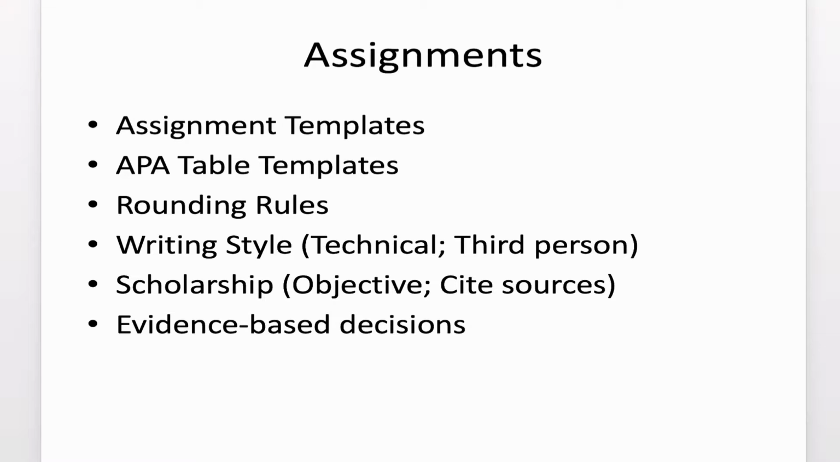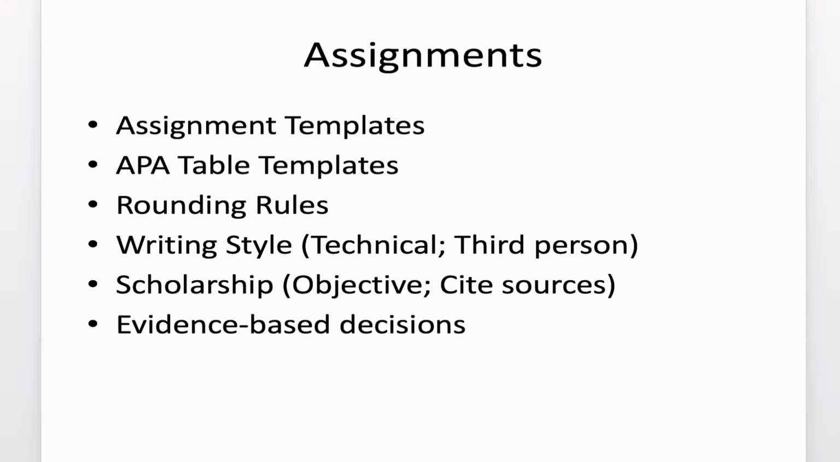I would like to discuss a little bit about your assignments. As I mentioned earlier, there are assignment templates for every assignment in this course, and the expectation here is for you to use them. The reason that I provide assignment templates is to ensure that you are going to cover everything that I need to evaluate your understanding. These templates also, in many cases, mirror the organization of a research article, and I'll show you a little bit about that in a few minutes.